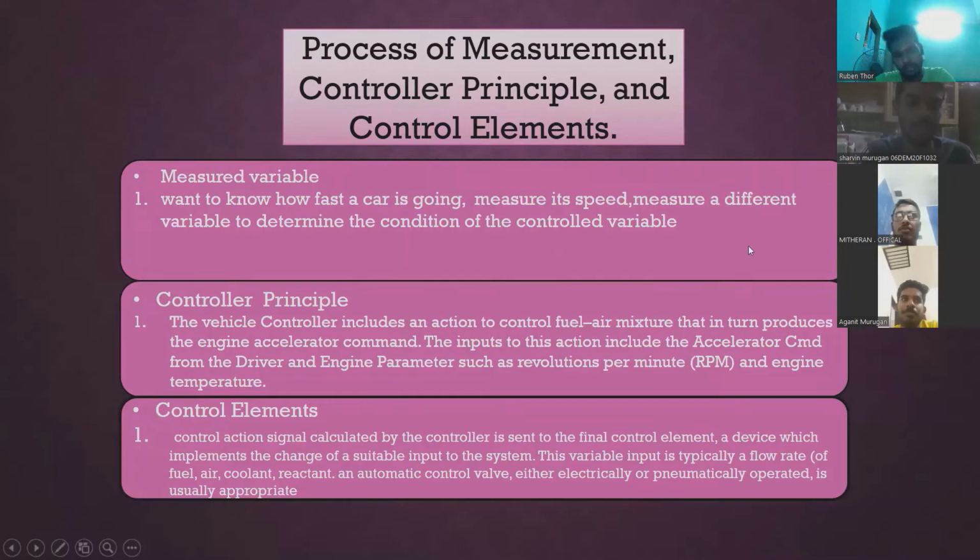The third one is control elements. The control action signal calculated by the controller is sent to the final control element, a device which implements the change of suitable input of the system. This variable is typically a flow rate of fuel, air, coolant, or reactant, and an automatic control valve, either electrically or pneumatically operated, is usually used. Thank you.